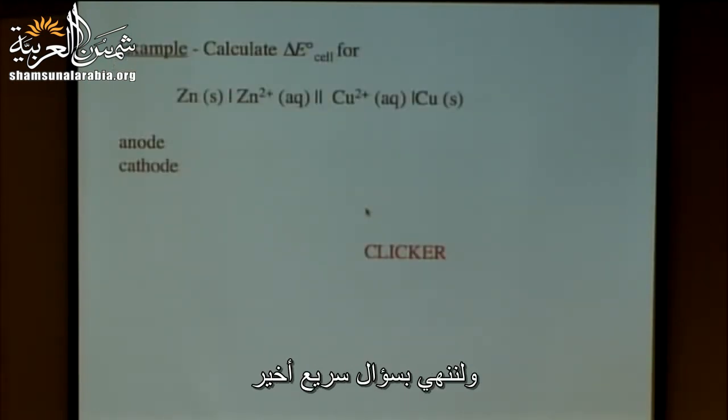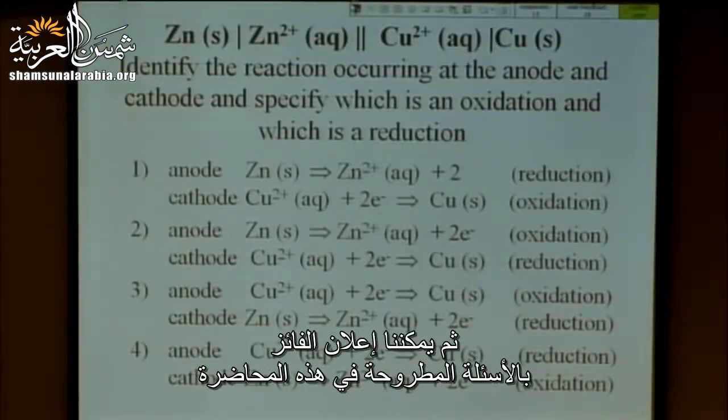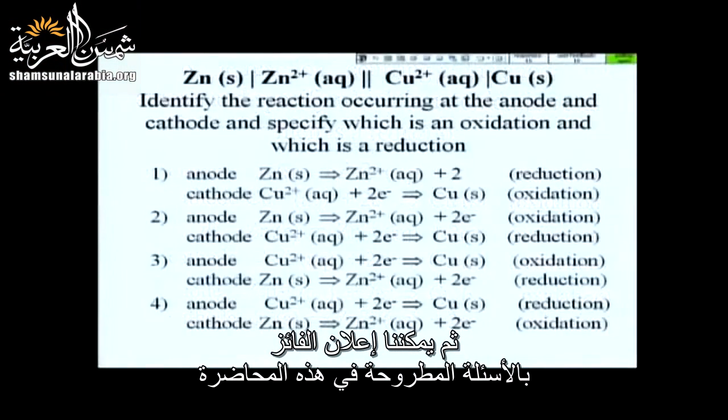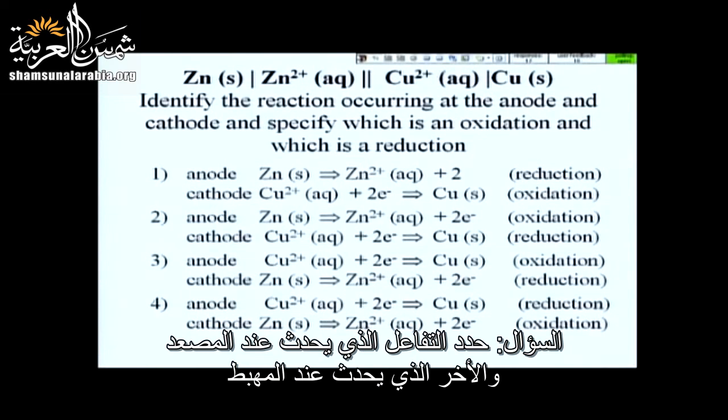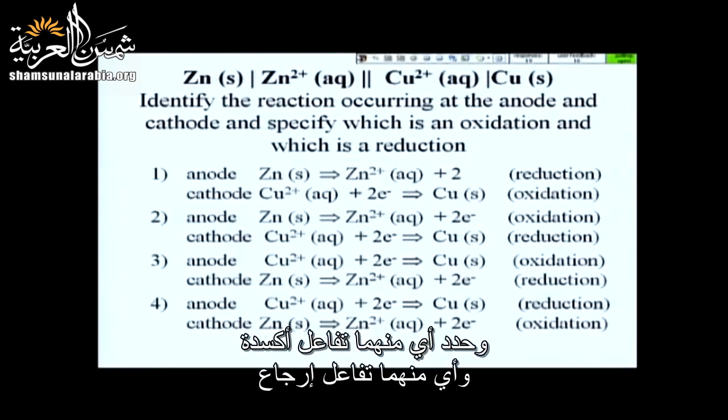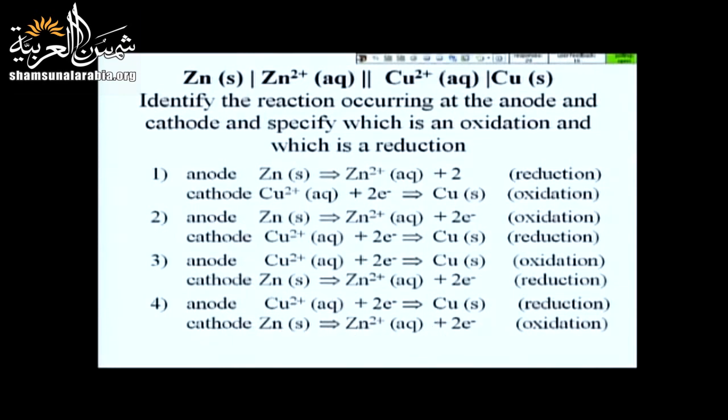And let's end with one final clicker question. And then we can announce our clicker winner for today. Okay, 10 seconds. Most people should get this right.